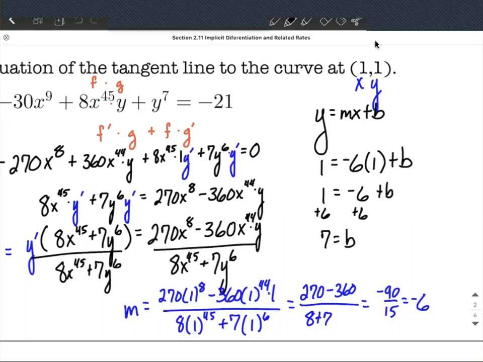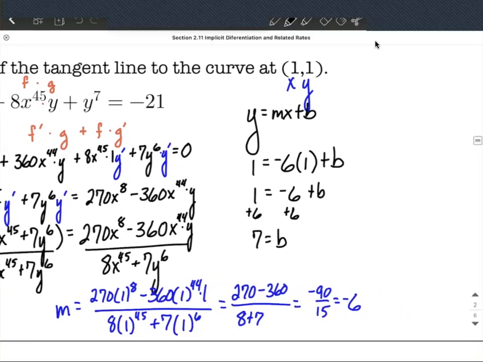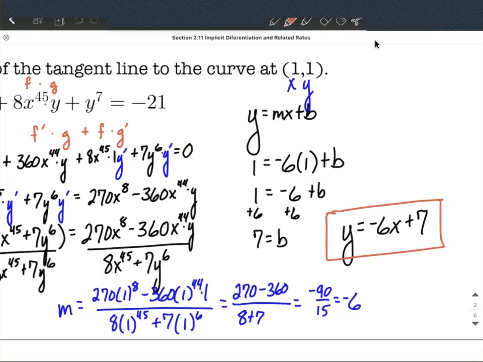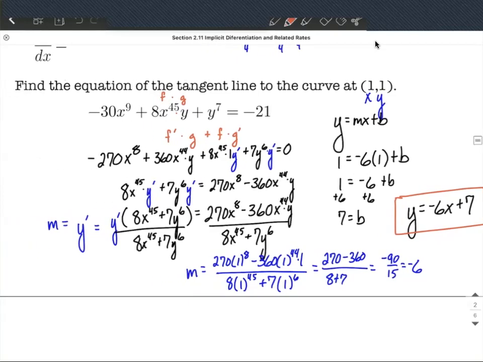So we now know the slope, we know the y-intercept. Let's put those two pieces of information together and say y equals our slope, negative 6, times x, plus the y-intercept b, which is 7. And that's the equation of our tangent line to this pretty scary looking function at the point (1, 1). Implicit differentiation takes a little bit of work to get comfortable with, but it's not too bad. You just want to focus on this: whenever you're taking a derivative of a y, you have to put a y prime next to it. All right, good luck.